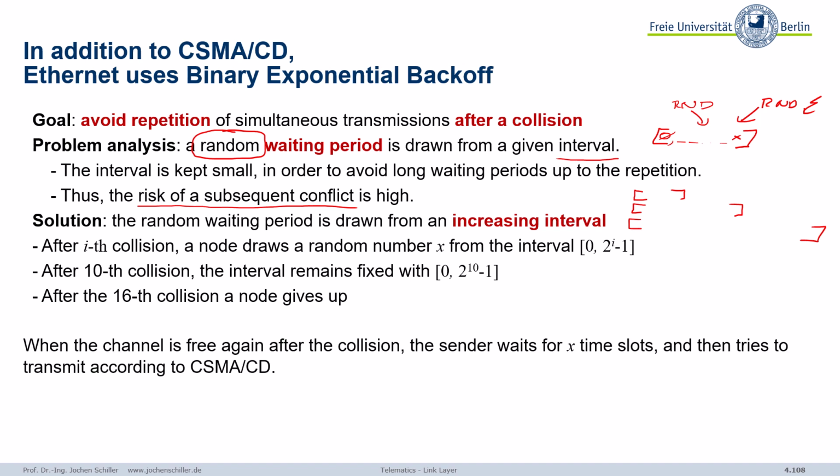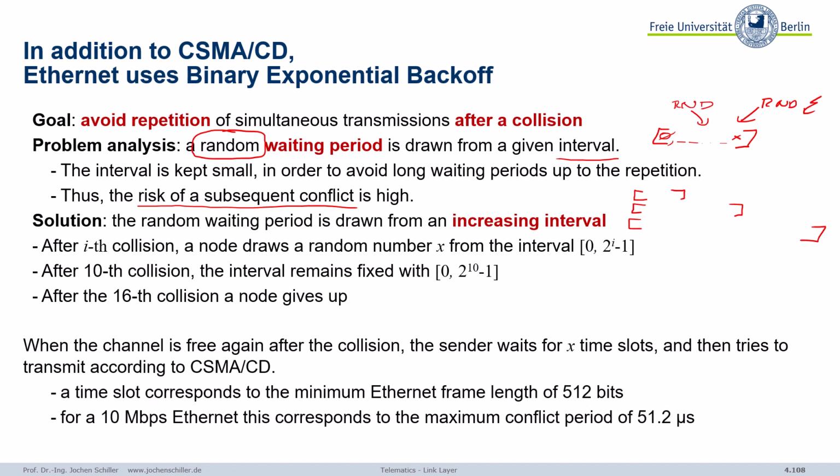So you have a certain waiting interval, a random interval, and you pick a random number. If you experience a collision, that means you detect jamming, then you double the interval. We'll come back exactly to these mechanisms in the classical wireless LANs. So after a collision, the channel is free again, and then you wait for this X time slot, and then you try to transmit again according to CSMA/CD. That means you perform carrier sensing. If the carrier is busy, then you have to wait. If not, then you can send, and a collision can happen.